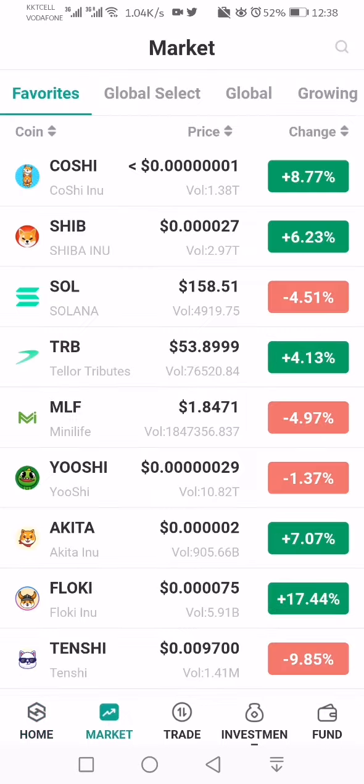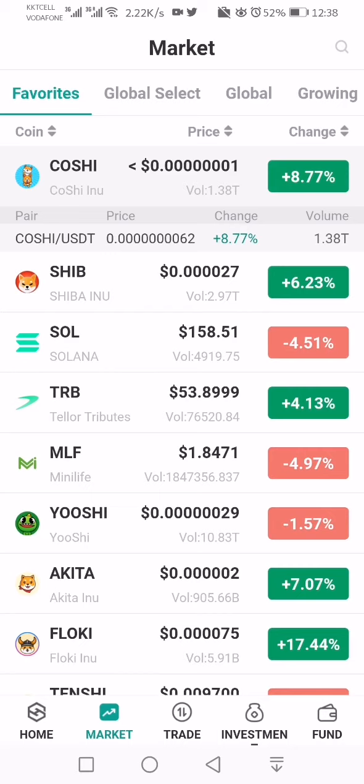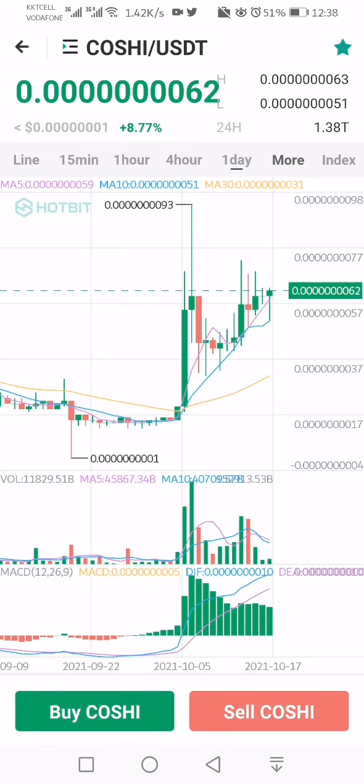So let's see, I am showing you I have made them favorites. These are the currencies which I have marked as my favorites. So you see, this is the name of Koshi. The price of this, you will observe, is very cheap. It consists of 8 to 9 zeros, not even a single dollar. You can purchase millions of these coins at a very cheap rate.